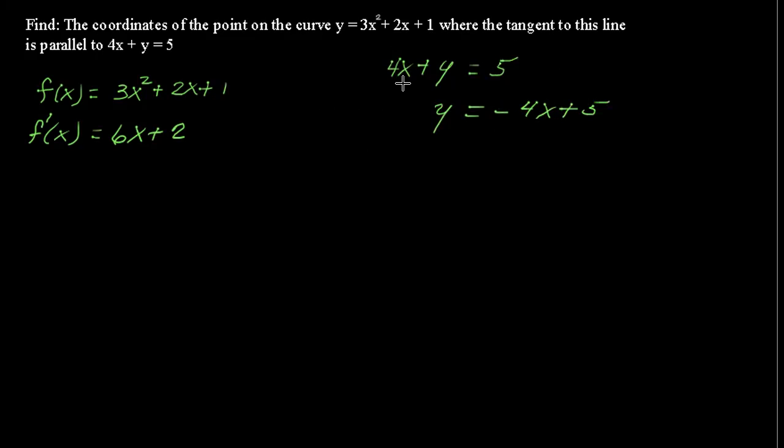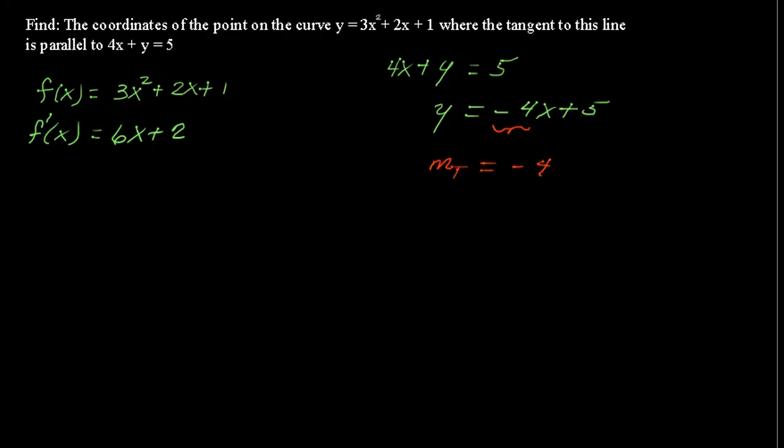Okay. So now I know that the slope of the parallel line is right here, minus 4. But if the slope of the parallel line is minus 4, then the slope of the tangent line is also minus 4. Because when two lines are parallel, their slopes are equal. So I'm going to then say m of the tangent line, which means the slope of the tangent line is also equal to minus 4.